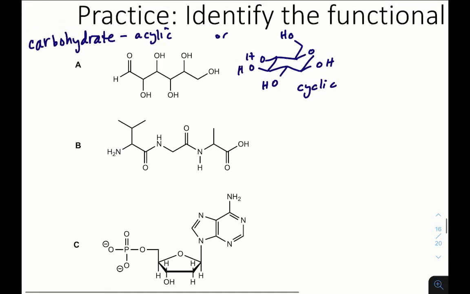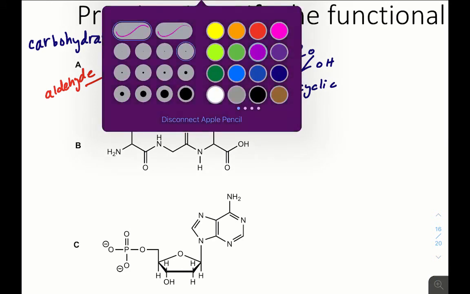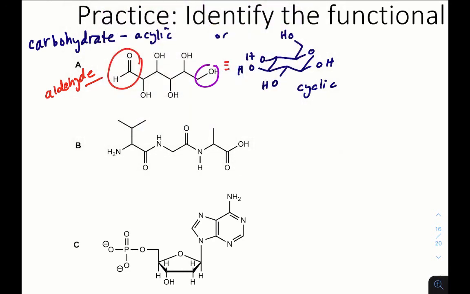Looking at the functional groups in glucose, because both of these are glucose, we can see there's an aldehyde, and then there are many, many alcohols. In fact, it looks like every other carbon has an alcohol functional group on it. And that is not a coincidence.